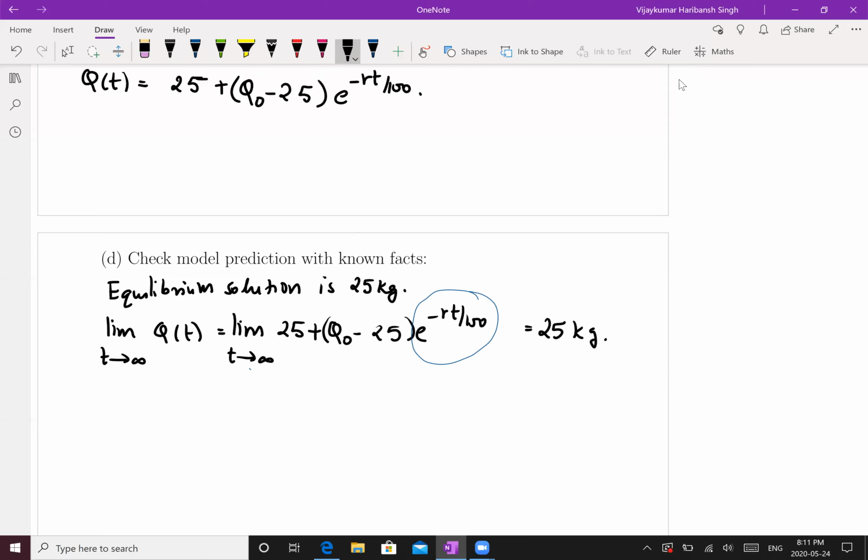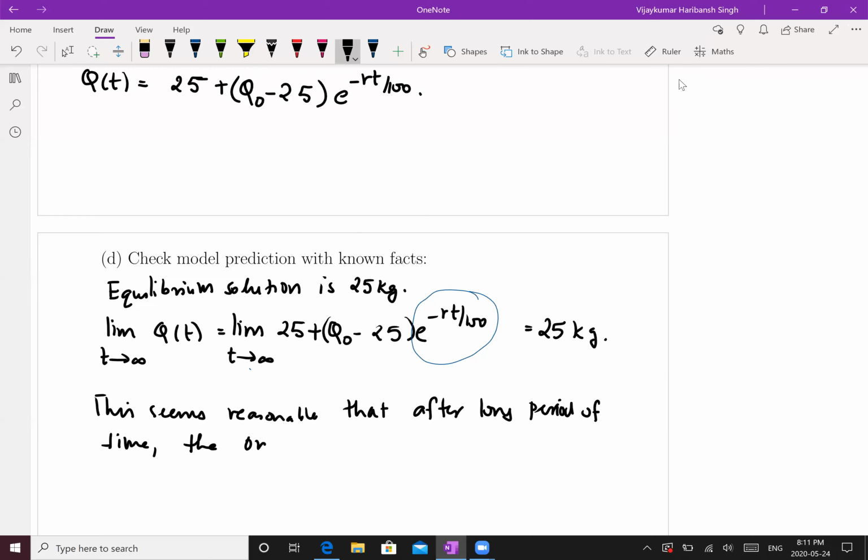So this seems reasonable, that after a long period of time, the original mixture will be replaced by the mixture flowing in.